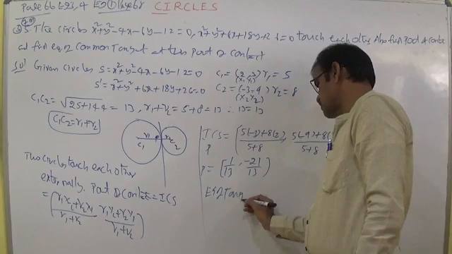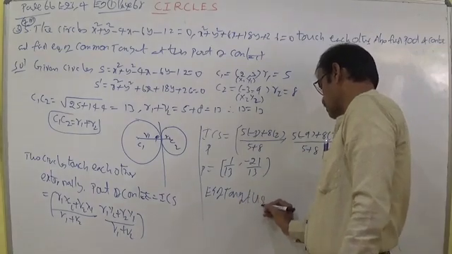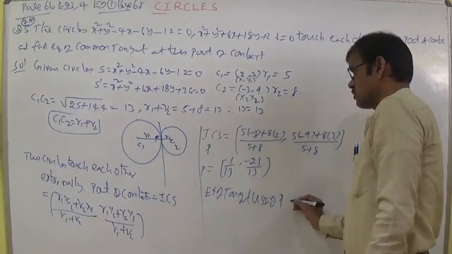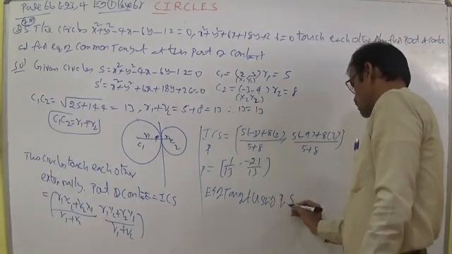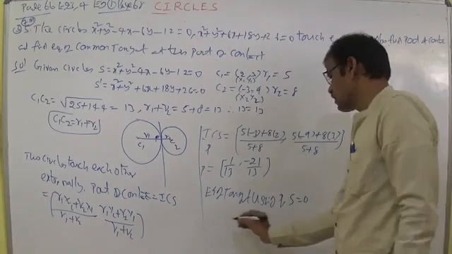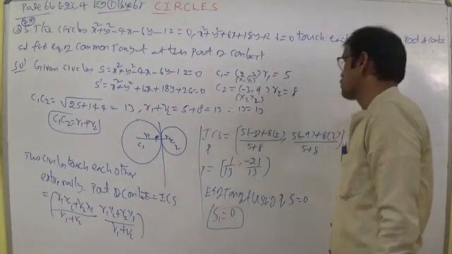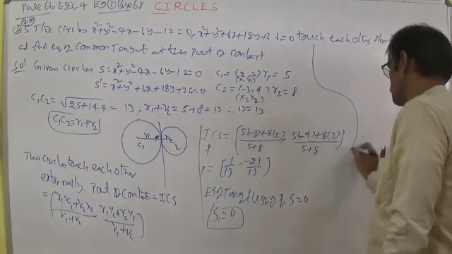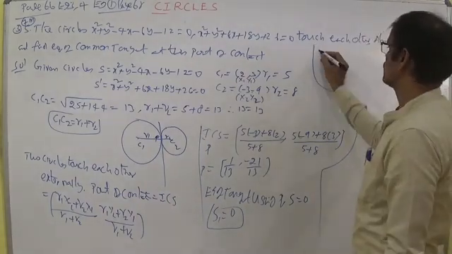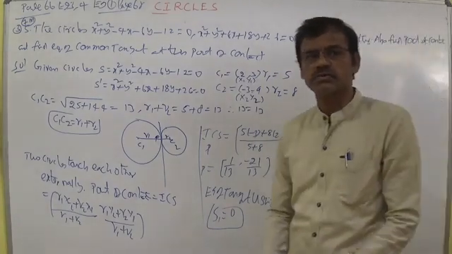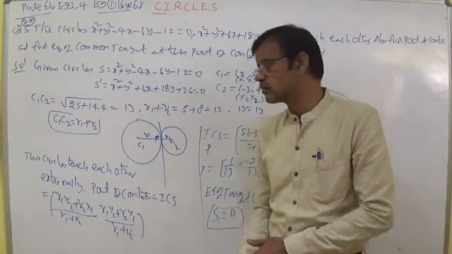Equation of tangent using P, circle 1, S equal to 0, you write. Using P, S equal to 0, formula S1 equal to 0. S1 equal to 0 notation: xx1 plus yy1 plus g of x plus x1 plus f of y plus y1 plus c equal to 0.